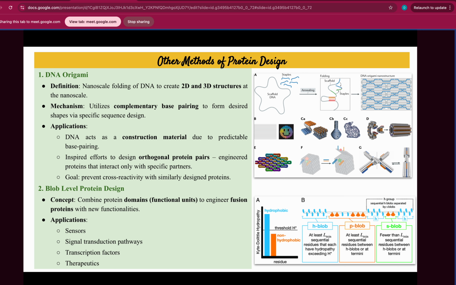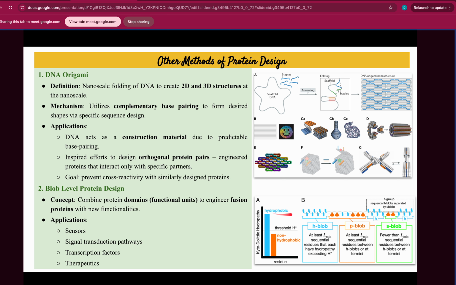So we will check whether, when these two domains are present together in a single protein, both the functions are retained or not. This is just a representation that these are different domains which are combined in different orders. So now they will have different functionalities.